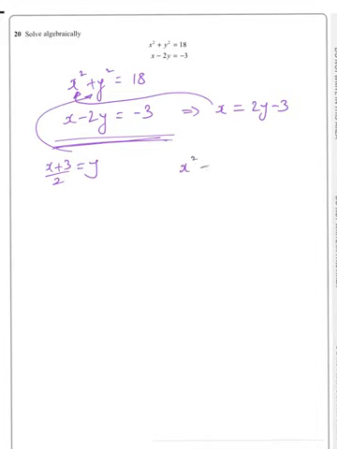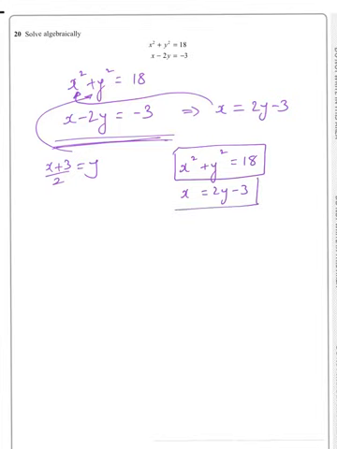So we'll have our circular form and our linear form. This is a circle. It's in the form of x squared plus y squared is r squared, where r is the radius, and this is a straight line form. If you're not sure on the circle form, then you can do some research. So I'm going to substitute this into here. So (2y minus 3) all squared plus y squared is 18, and that's a quadratic form in y.